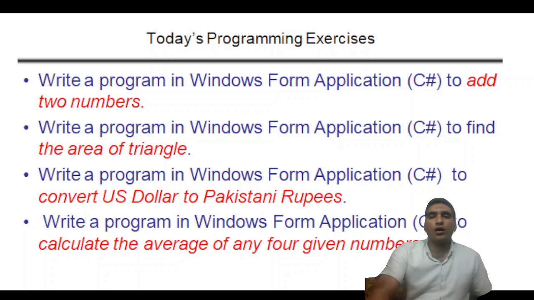This includes a program to add two numbers. We will also develop a Windows form to find the area of a triangle. Also, we will implement a program to convert US dollars to Pakistani rupees. Moreover, in the last, we will develop a program to calculate the average of any given 4 numbers.